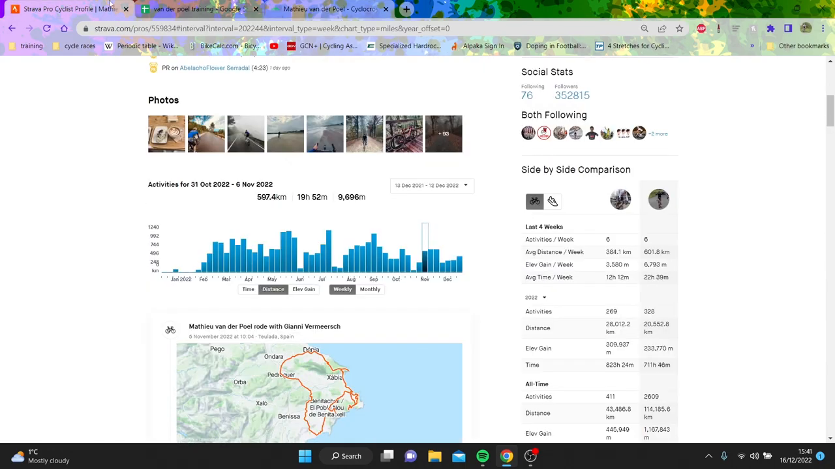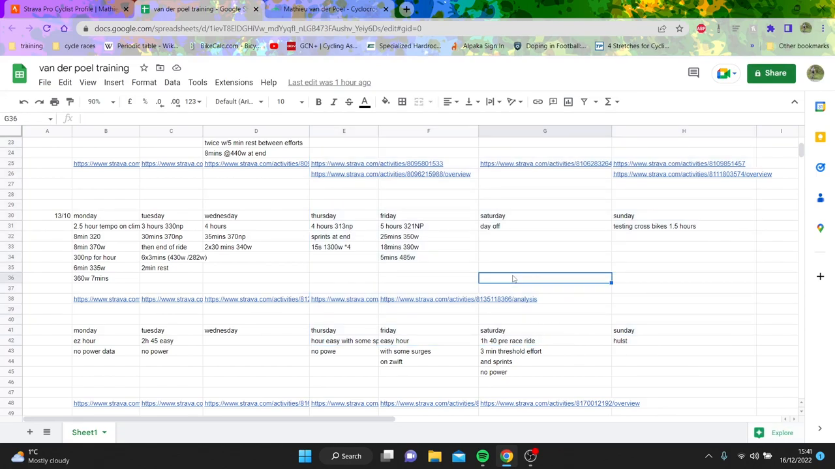So pretty impressive build-up. But yeah, that's what Van der Poel seems to do to get fit. A lot of 30-30s, decent amount of tempo, and some spikes as well.